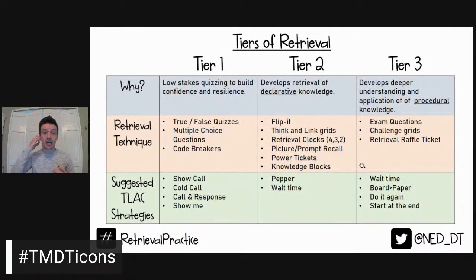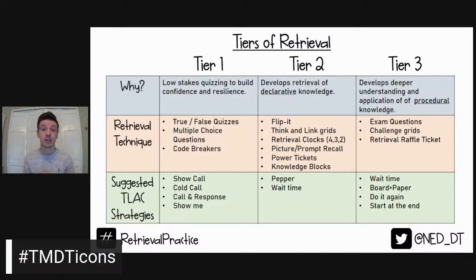So the way that we deliver it in our school is through tiers. So different tiers of retrieval practice. So tier 1, very low stakes quiz. Why do we do it? We do it to support the students in confidence and resilience. I know on the back of COVID and coming out of periods of lockdown, student confidence in their abilities and lost learning time is quite poor.